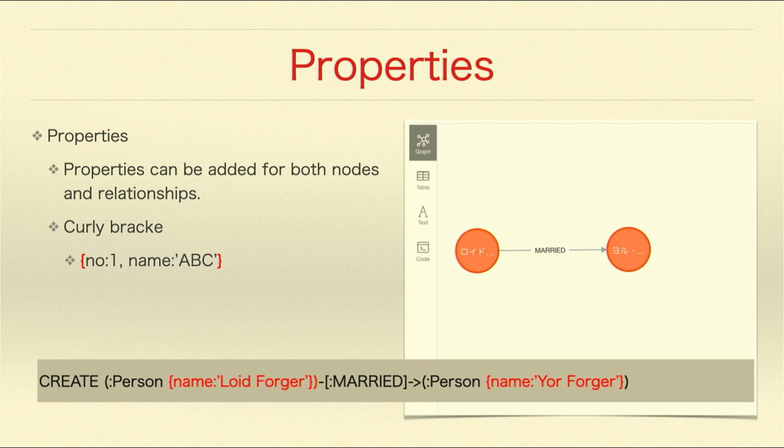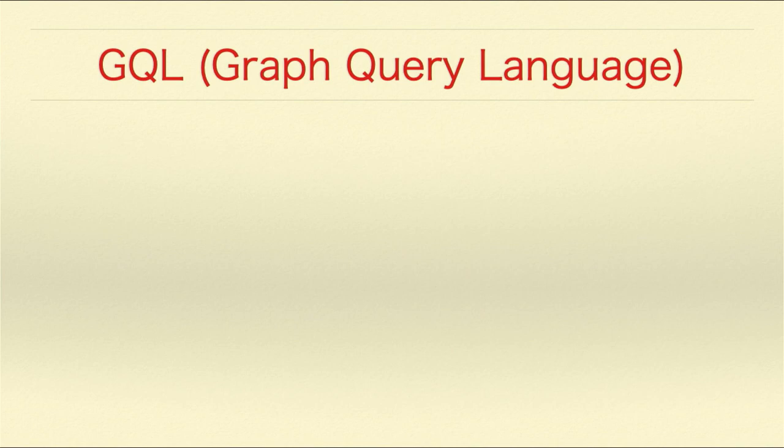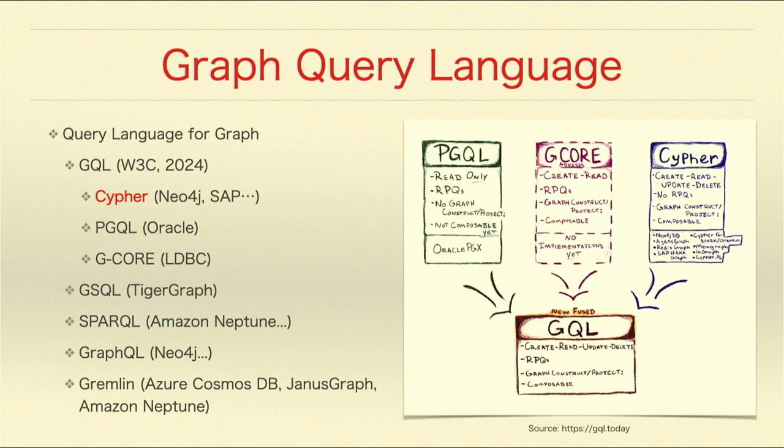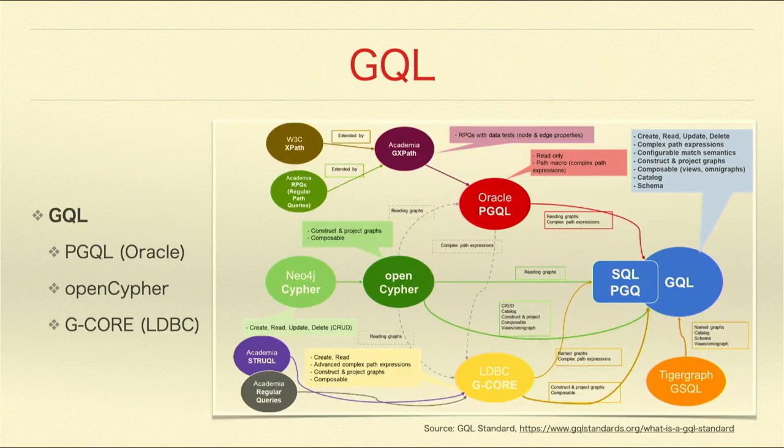Okay, I will show some of them after GQL. What is GQL, Graph Query Language? You know SQL? Okay, the RDB query language, pronounced "sequel". This is a query language for a graph. We are working on it now, and it will be released in 2024. It merges Cypher, G-CORE and PGQL into one language. And do you know about SPARQL or Gremlin? You don't know?